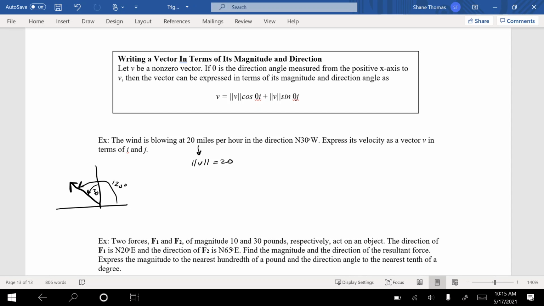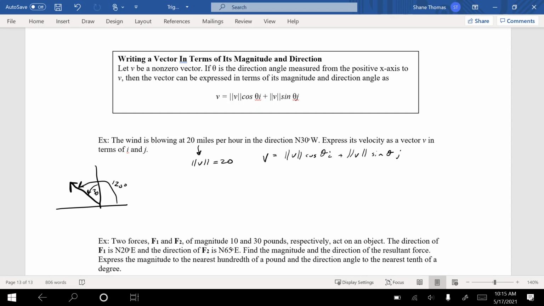Okay, the magnitude for this vector is going to be 20. Now we have everything we need. We're just going to plug it right into that formula that we just gave us. So to find this vector, we would have vector v is equal to magnitude of v cosine of theta i plus magnitude of v sine of theta j.